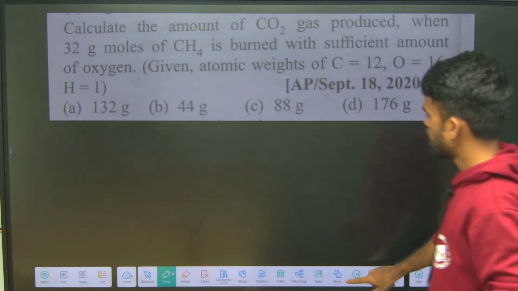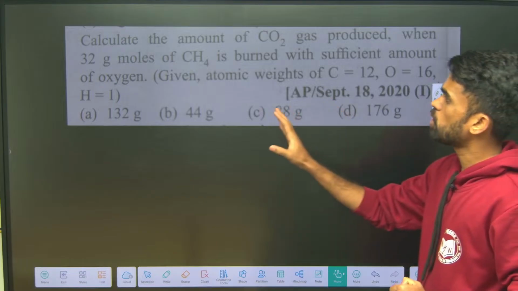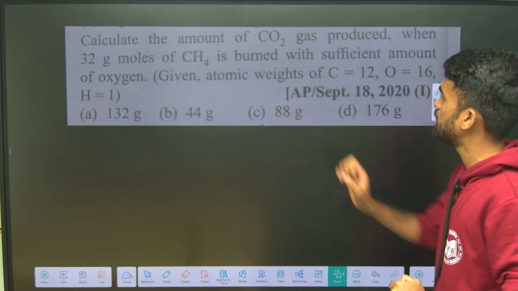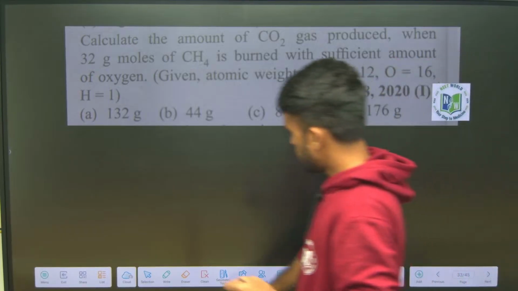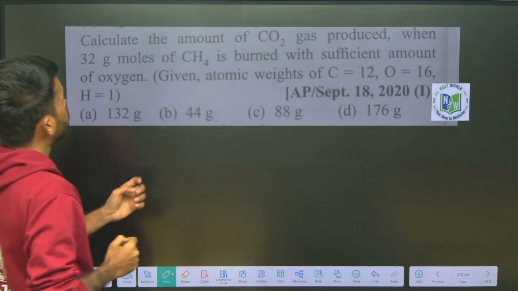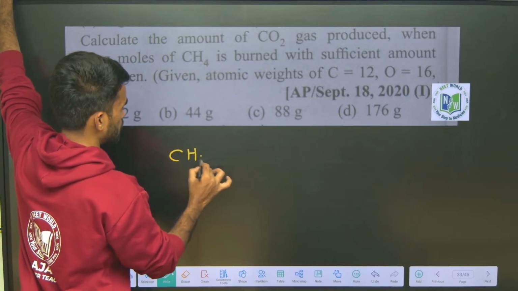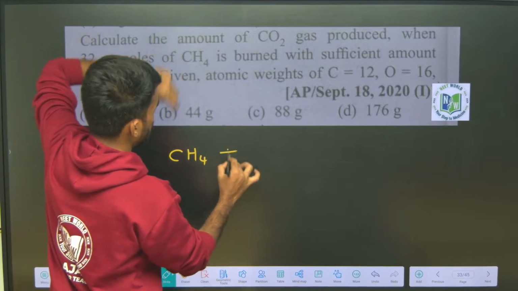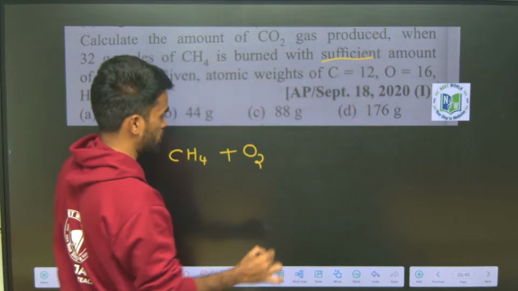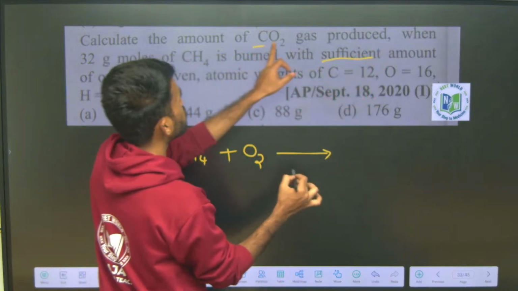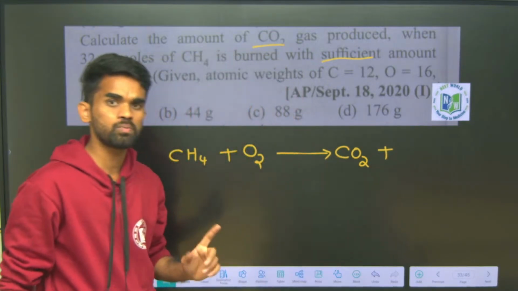Look at this question. Calculate the amount of CO2 produced when 32 grams of methane is burned with a sufficient amount of oxygen. Very simple. I hope you know the formulas, they are mentioned here. CH4 means what? Methane. And for combustion of methane, what do we require? Oxygen, that is mentioned as a sufficient amount. Giving CO2 gas upon complete combustion. Combustion of methane or hydrocarbons produces CO2 plus water.